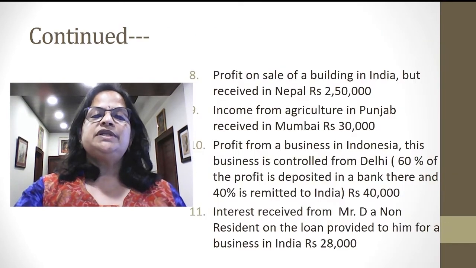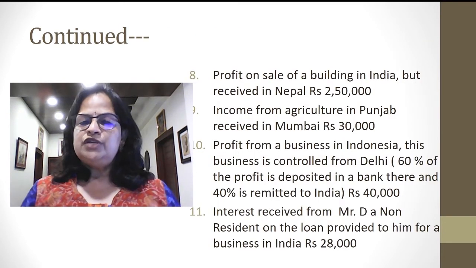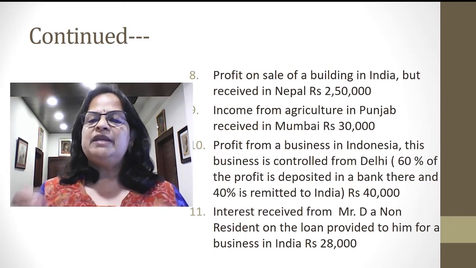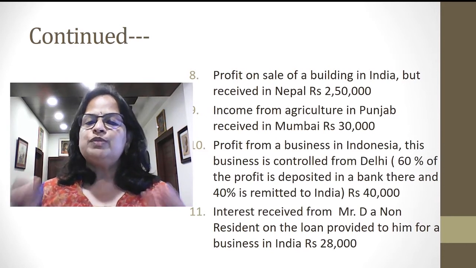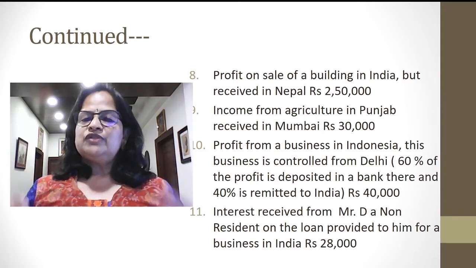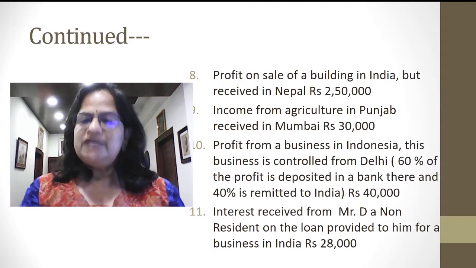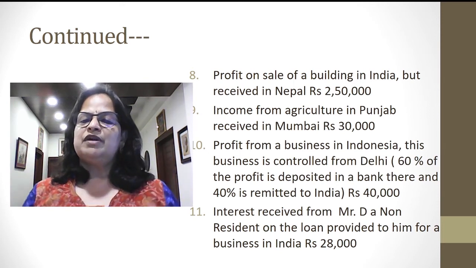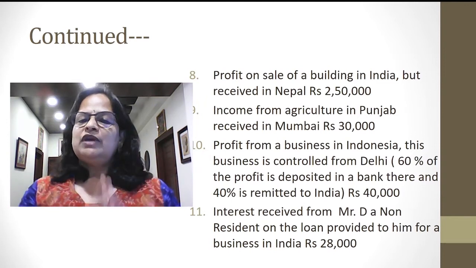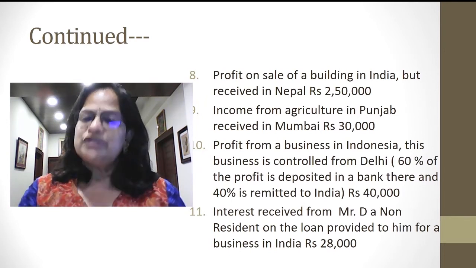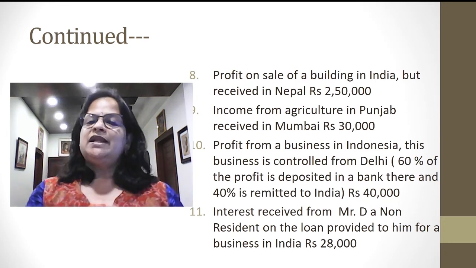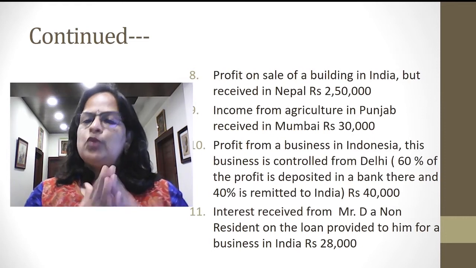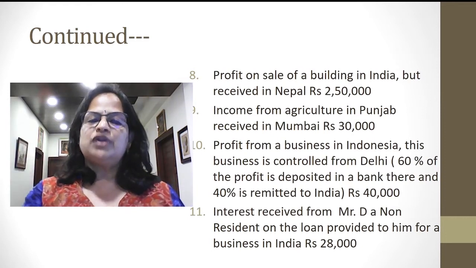Next point is profit from a business in Indonesia. This business is controlled from Delhi. Within bracket, 60% of the profit is deposited in a bank there and 40% is remitted to India, rupees 40,000. When I taught you the importance of the income concept, whatever you receive as income, you have to pay the tax. How you spend income is not the concern of the income tax department. They will not listen to the concern. You can go and claim that you have spent the entire amount, but what you receive, you have to pay tax. Whatever gross salary or whatever your gross income, you have to pay the tax. So always remember that we will not look at how he had spent that income. We will concentrate on that 40,000.